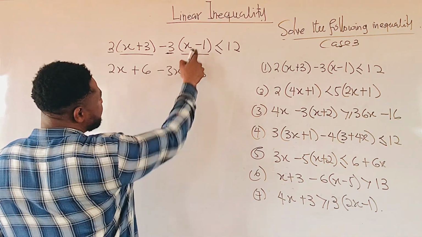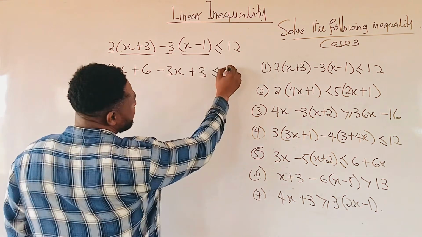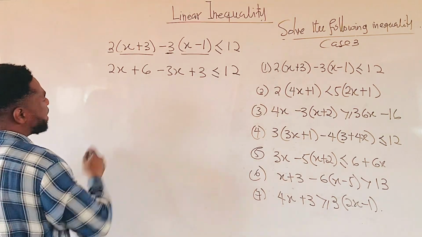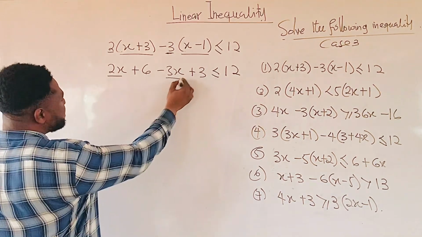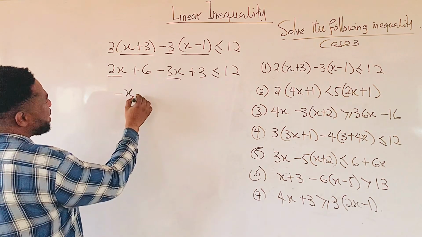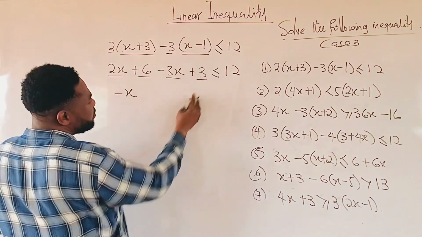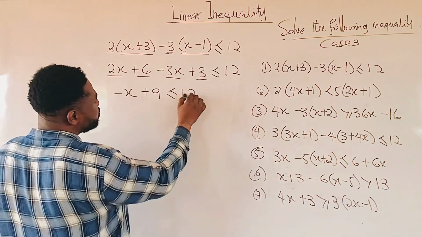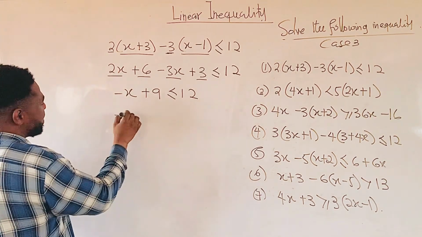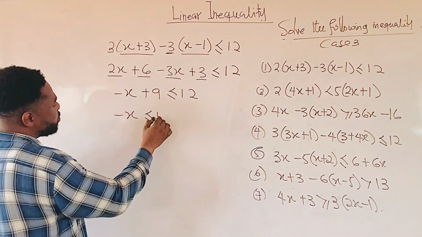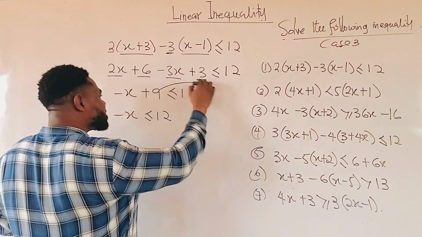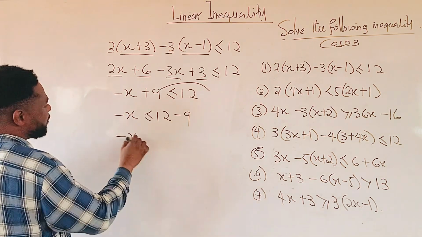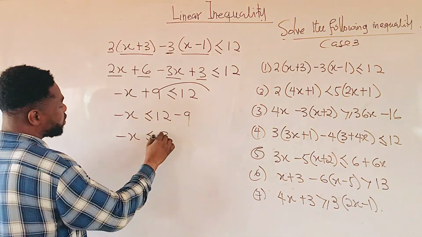Negative multiplying negative becomes positive. Take note of that. Less or equal to 12. Now we simplify what is on our left hand side. We have 2x minus 3x, and it will give us minus x. Positive 6 plus 3 will give us positive 9, less or equal to 12. We group like terms, so we have minus x, less or equal to 12. We let our positive 9 cross the inequality sign, and it will be negative 9. So we have minus x, less or equal to 3.